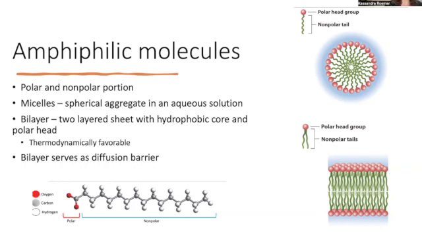Instead of a micellar structure, we can also form a bilayer, which would be a two-layered sheet that also has a hydrophobic inside and the polar head groups on the outside interacting with water. Both of these structures are thermodynamically favorable because they avoid contact with water. A bilayer also serves as a diffusion barrier, so it prevents molecules from diffusing from one end to the other of this bilayer, which is important when we talk about cell barriers and so forth.